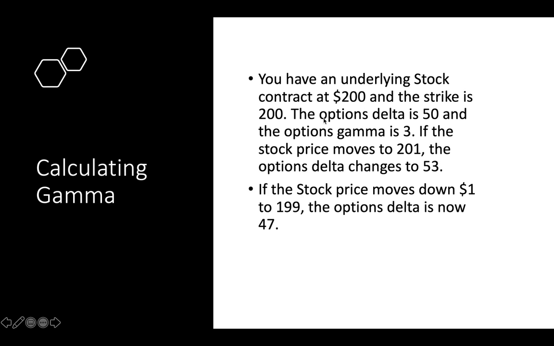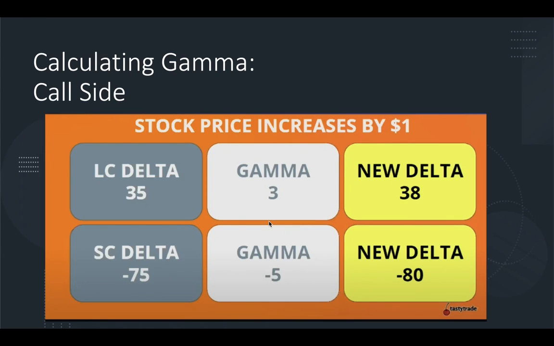Okay. Now the same holds true in the reverse direction. If the price moves down $1, so the stock price goes from 200 to 199, and we have a gamma of 3, the option's delta would now be 47 because 50 minus 3 is 47. Okay, I hope that makes sense. And we'll do a couple more calcs here.